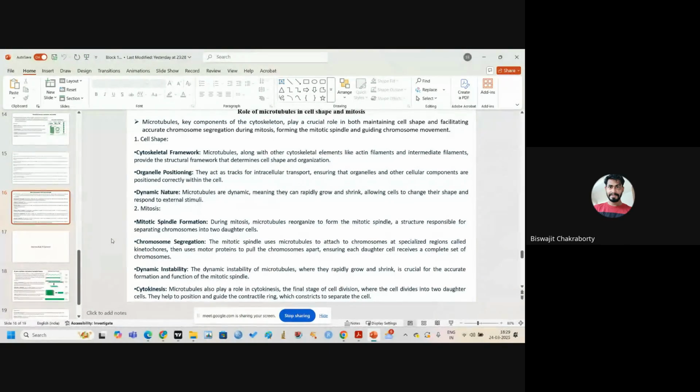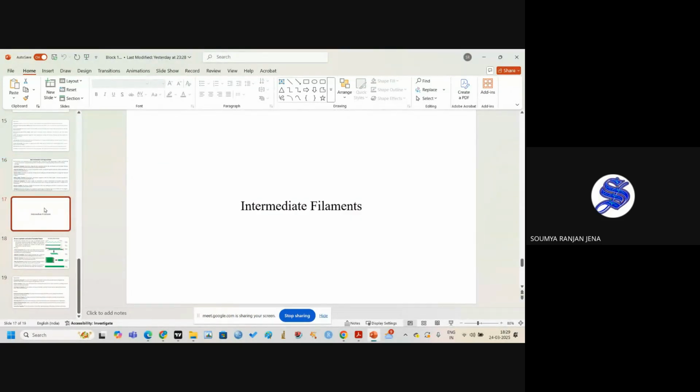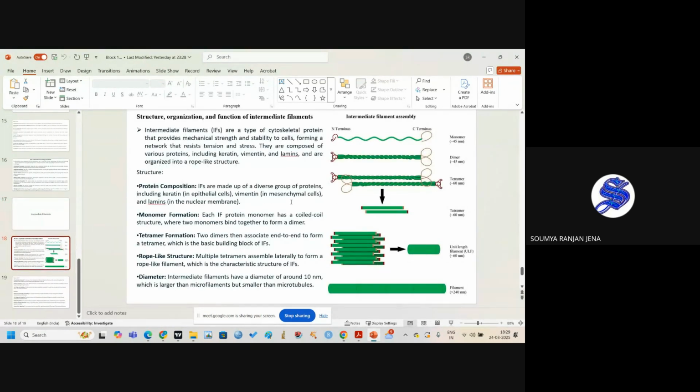Okay, then we go for the last one, that is intermediate filaments. We described the microfilaments and microtubules, and the last one is intermediate filaments.